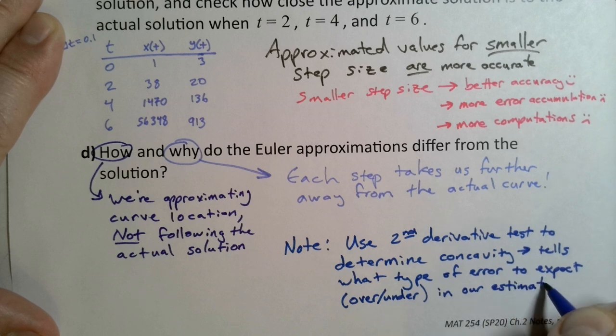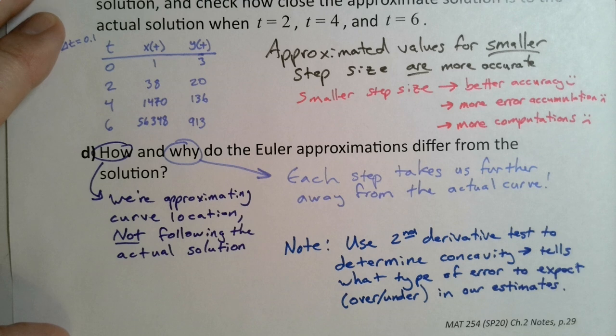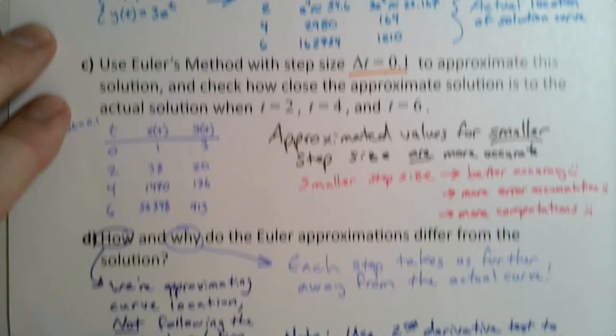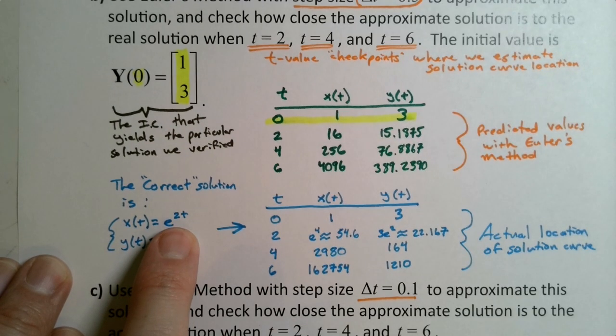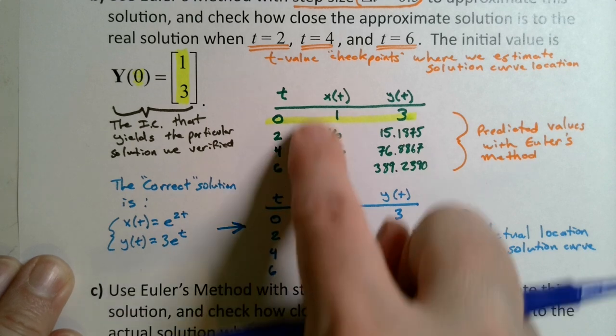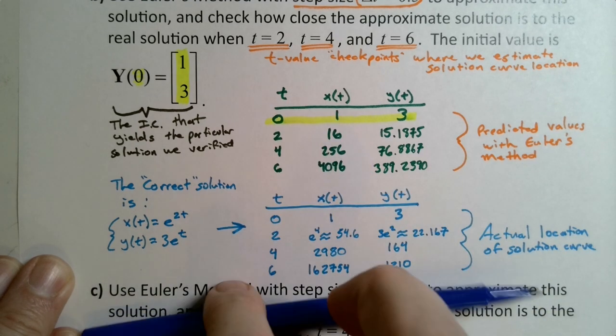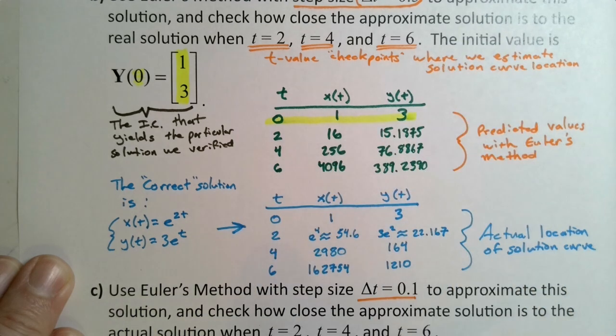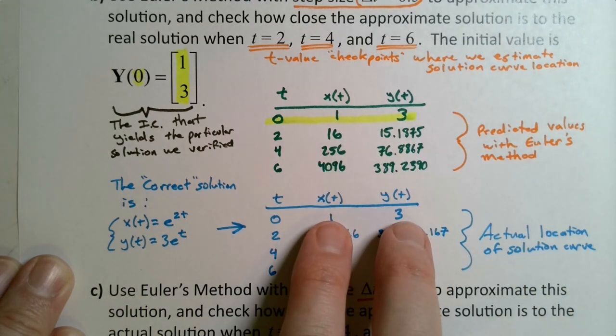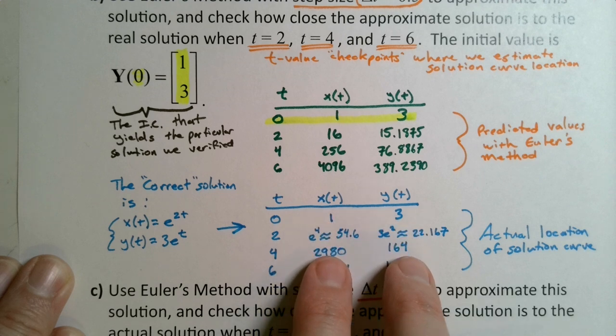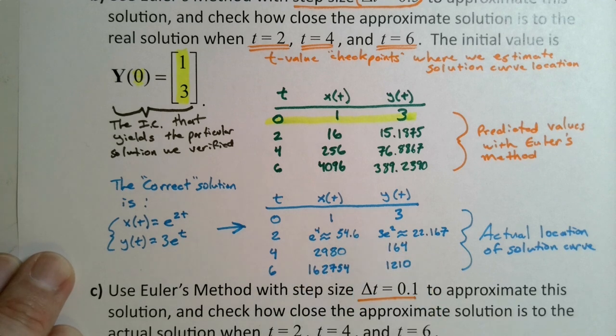Now, it is worth noting that that means we're going to be looking at the second derivative test for both the x and the y. And if you remember, the second derivative test for this guy right here, if that's the actual solution, the second derivative is going to be positive. And so is this one. So we're looking at a situation where both for x and y, we've got a concave up situation. This thing is going to be for x and y growing super fast. So we're always going to be approximating under. That's why no matter how small our step size was, our predicted answers were always smaller than the actual answers.